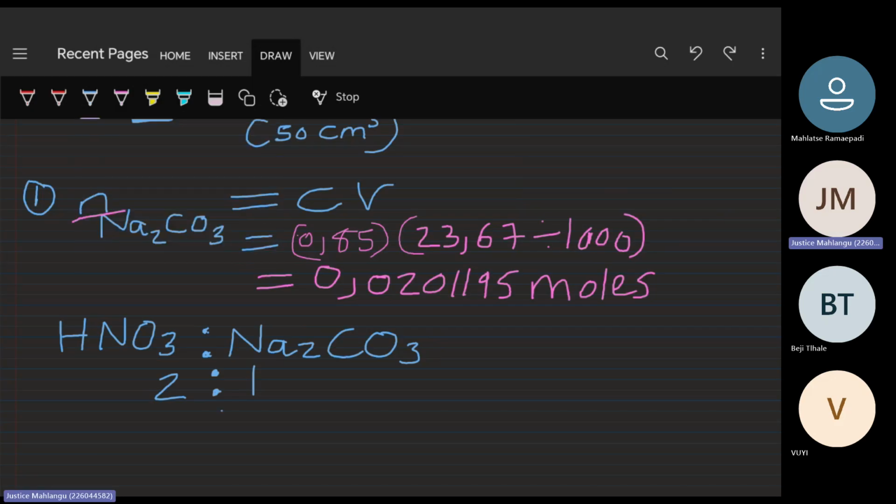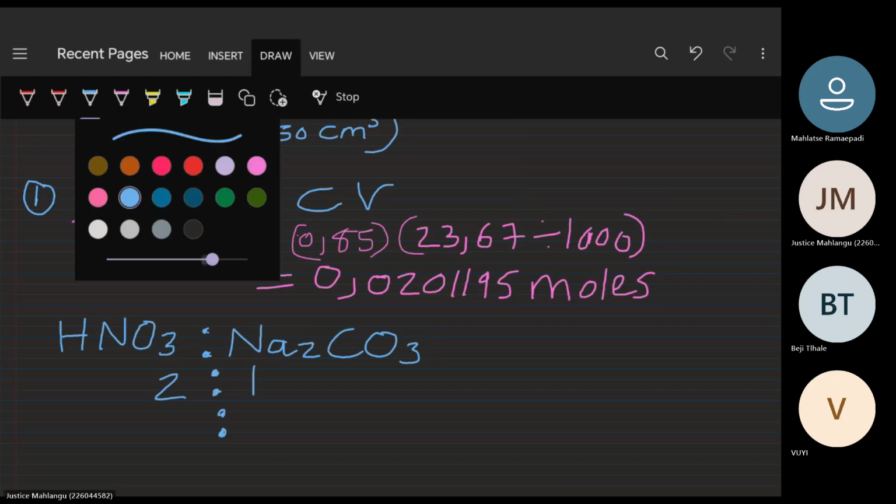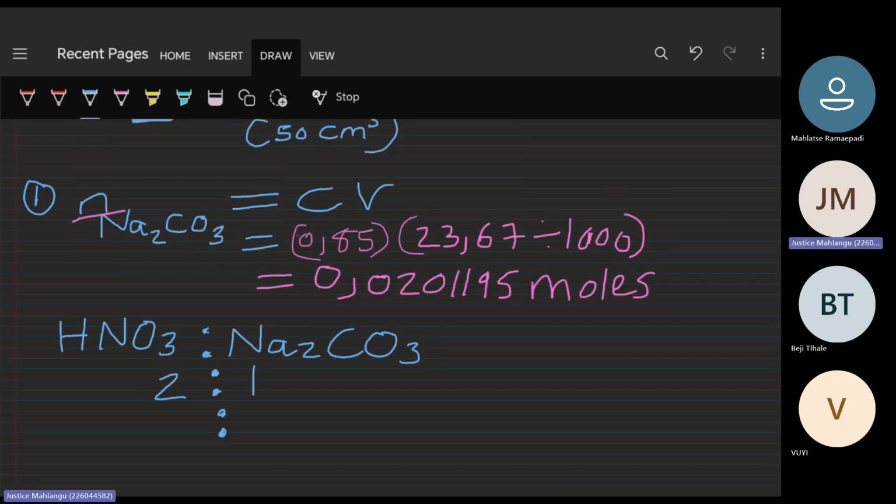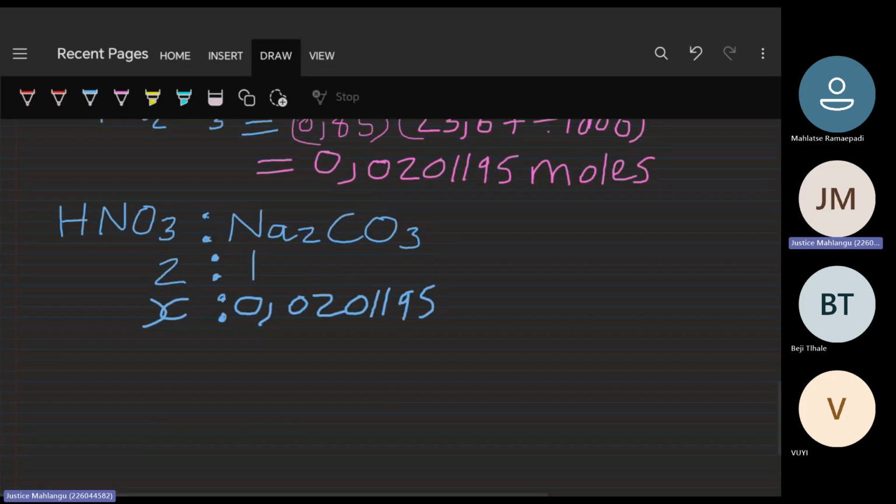I want you to do this now. Look at the number of moles of sodium carbonate. What are they? We just got them now. It's 0.0201195. We don't know the number of moles of the nitric acid. So we multiply them by 2, cross multiply.